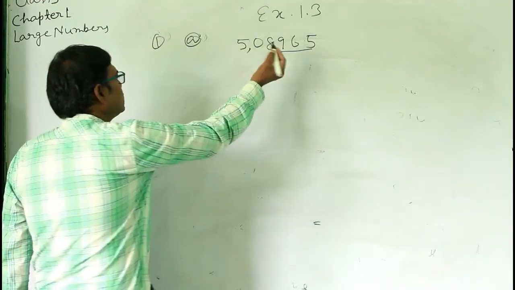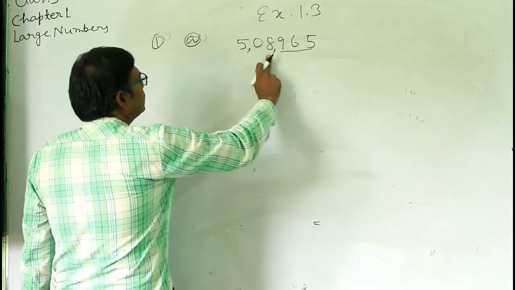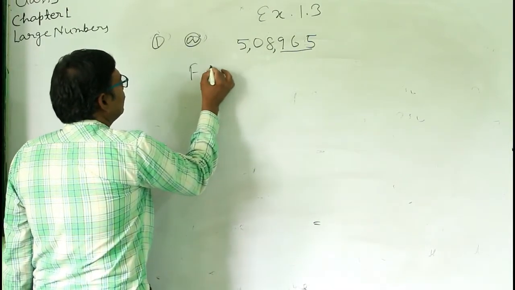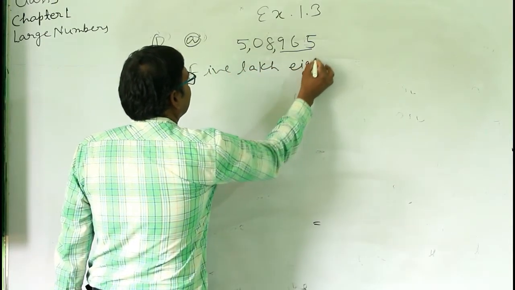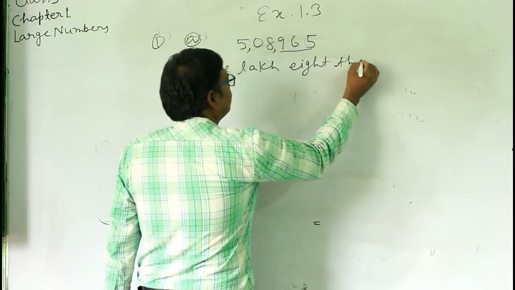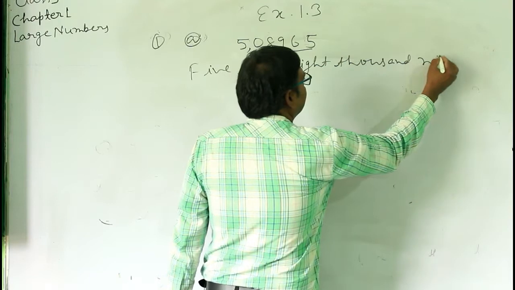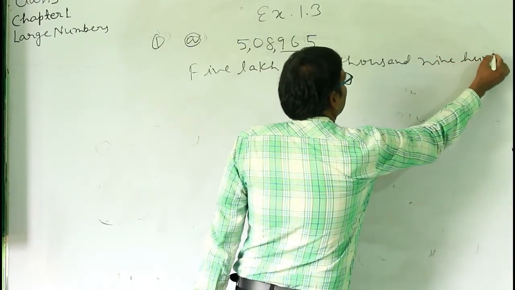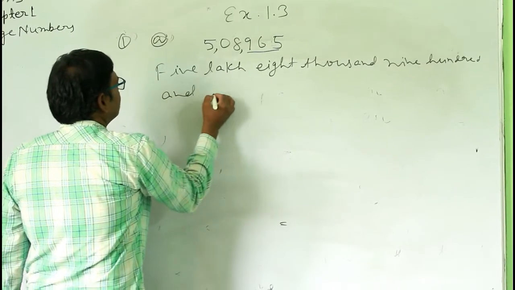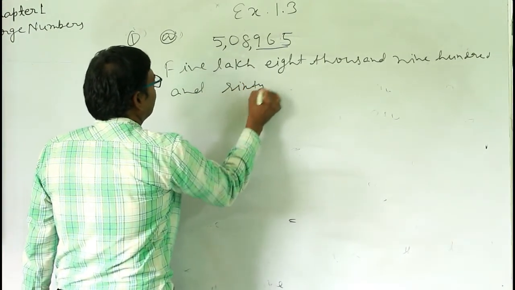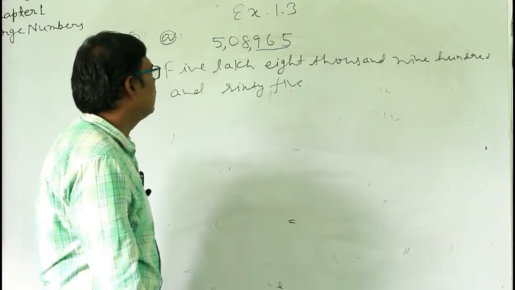So in case of the Indian system, the name will be 5,08,000. Okay. 5,08,900. 900 and 65. So this is the name in the Indian system of numeration.